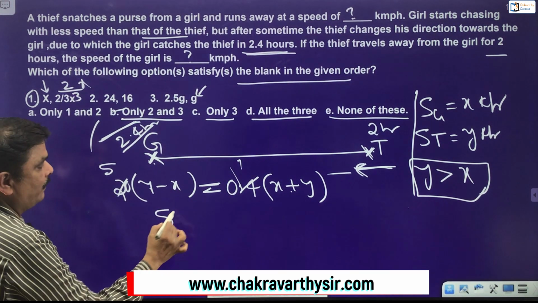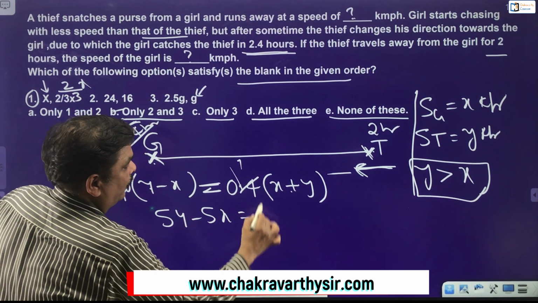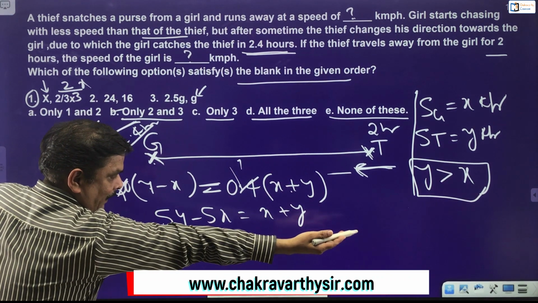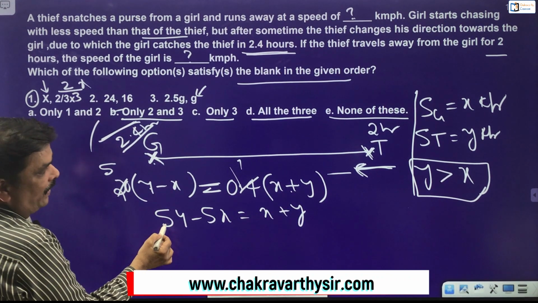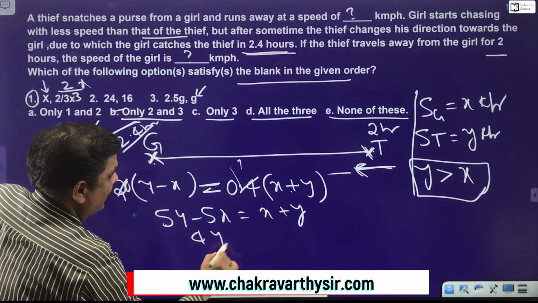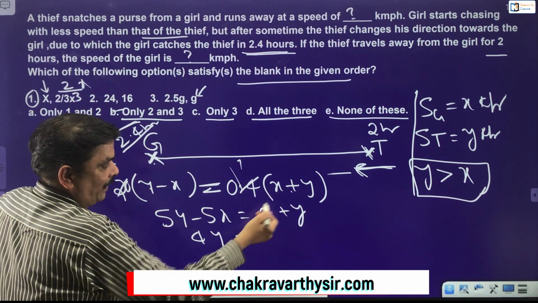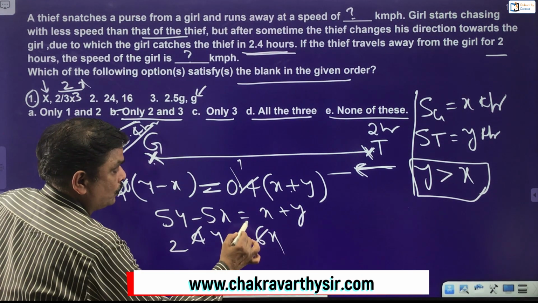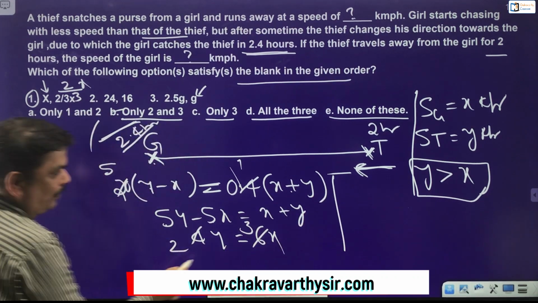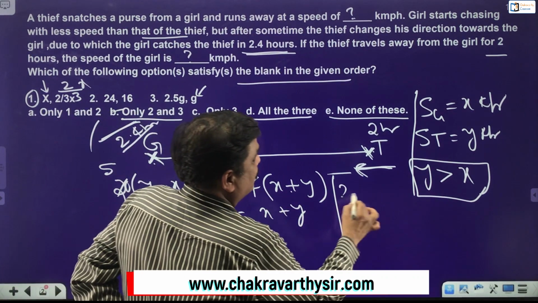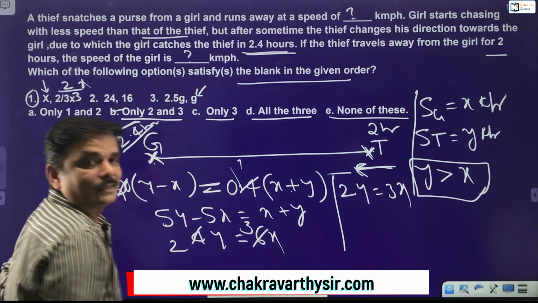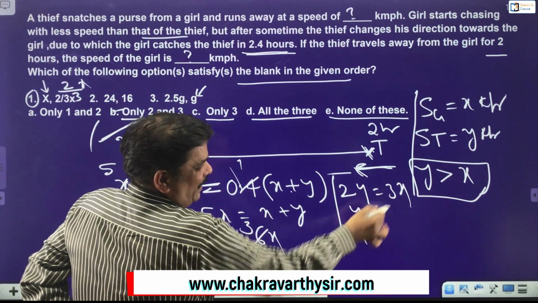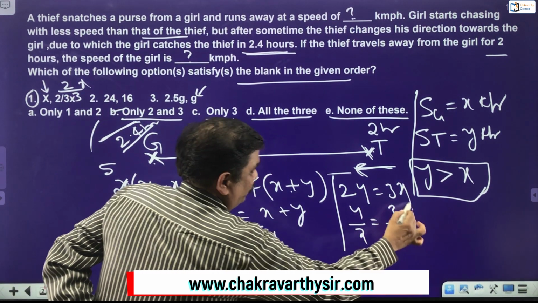Now here 5y minus 5x is equal to x plus y, or you just send the x there and bring y here. Now here 5y minus y, that is 4y, is equal to 5x plus x, 6x. Now here 2 2's, 2 3's. That means my final conclusion is 2y is equal to 3x, or the ratio of y and x, y by x, is 3 by 2. 3 is to 2.